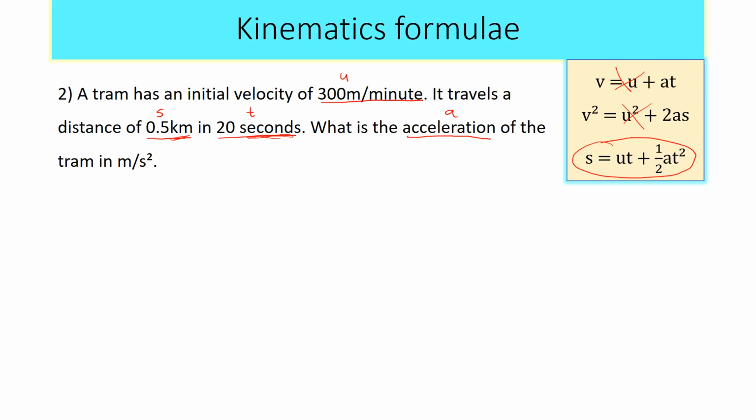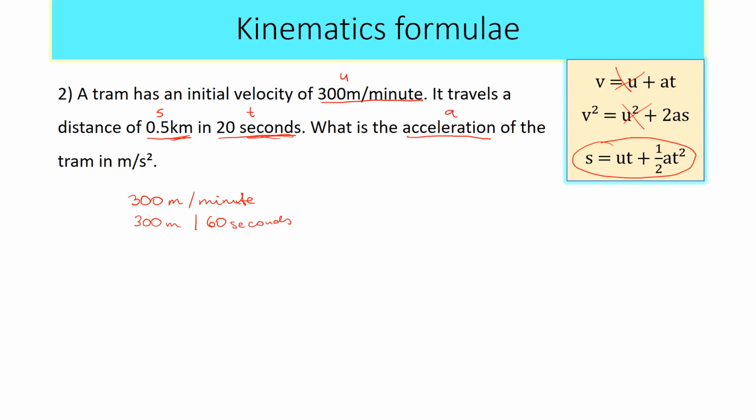Okay, so 300, this is the initial velocity, 300 meters per minute. Okay, 300 meters per minute. So that is 300 meters per 60 seconds. I'm sure that you agree with me, there's 60 seconds in 1 minute, so I can write this as 300 meters per 60 seconds.